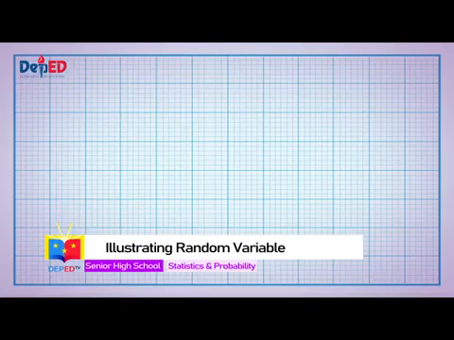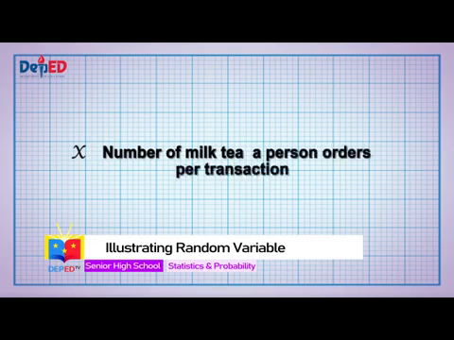In the given table, we can define X as the number of milk tea a customer orders per transaction, and X is a random variable. X is random because it can take several different values, which is a result of chance happening. Note that the variable we are referring to here is different from the variable we used to know in algebra, though it has the same characteristic of taking on values.